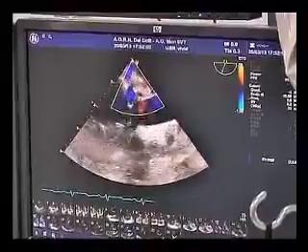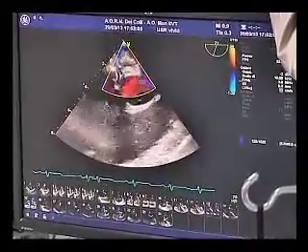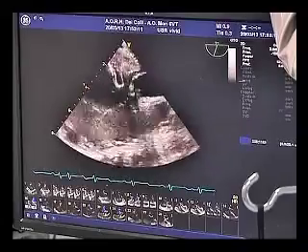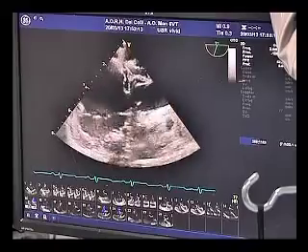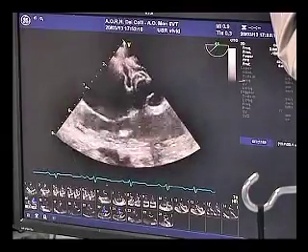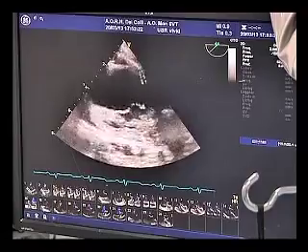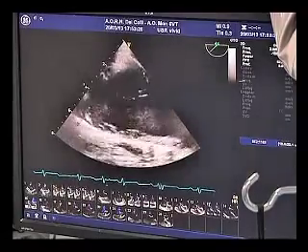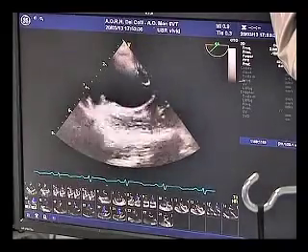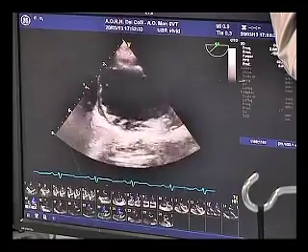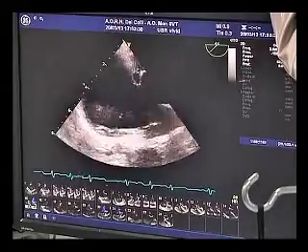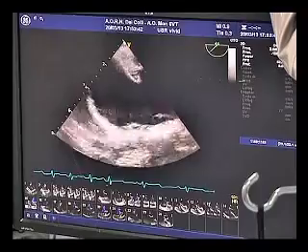Let's check the stability of the first one. We try to retrieve, push and pull maneuver, and it seems stable. The other one, I try to retrieve and to push, and it doesn't move. It seems not very aligned with the first one. So I would like to change the position.